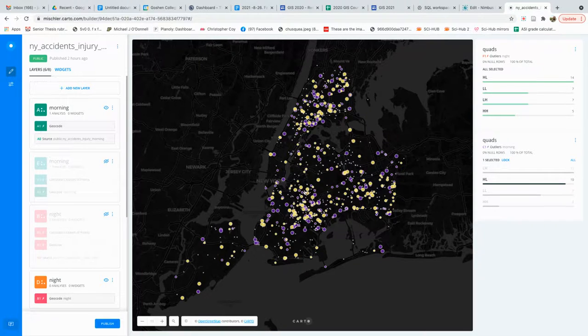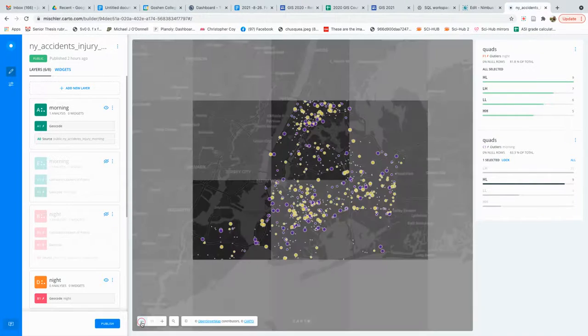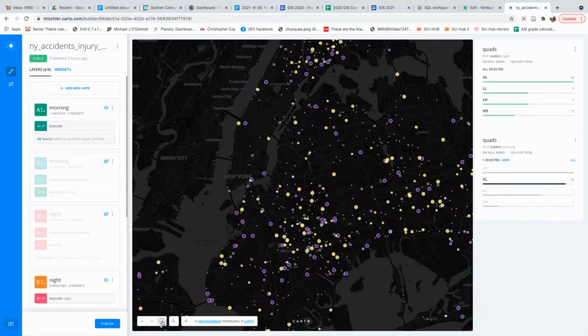The first thing I did is plot both data sets, with the daytime ones in yellow and the nighttime ones in purple. Then I made the size equal to the number of people injured in the vehicle accident, so basically the size is the severity of the accident.